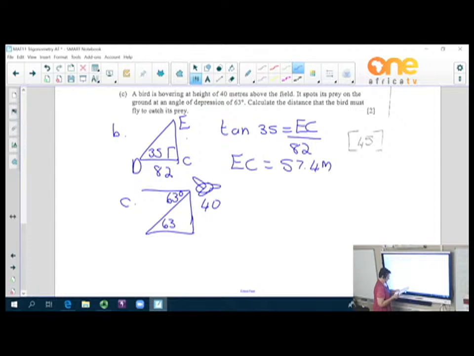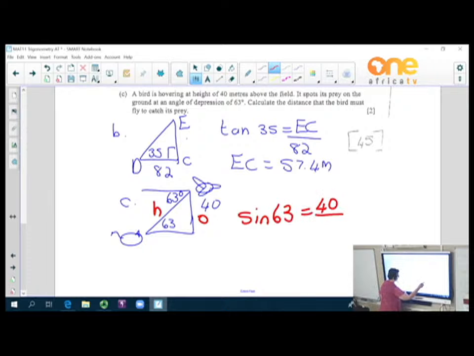So there's the 63 degrees. And now they want to calculate the distance that the bird has to fly. So here's the mouse that it spots. And this is the distance that it's going to fly. So if we label it, this is opposite and this is hypotenuse, which makes it sine. So sine 63 is 40 over the hypotenuse. Which method? Bottom divide, and the answer is then 44.9 meters.